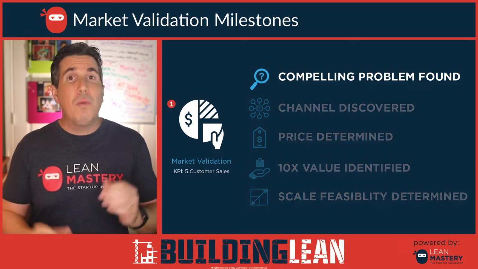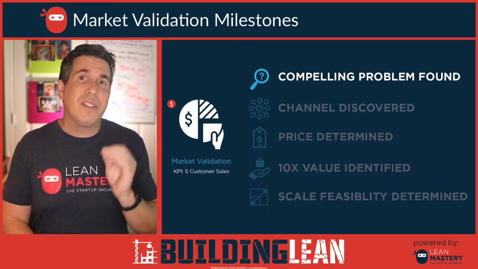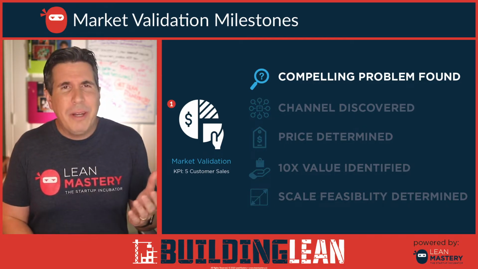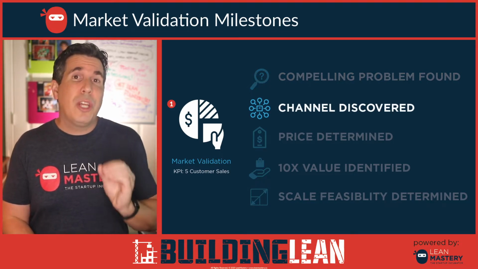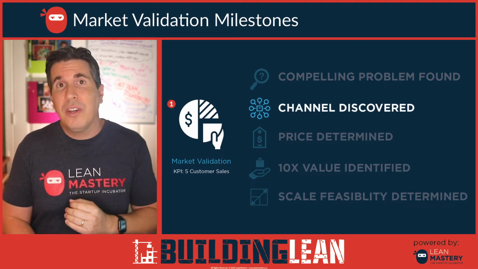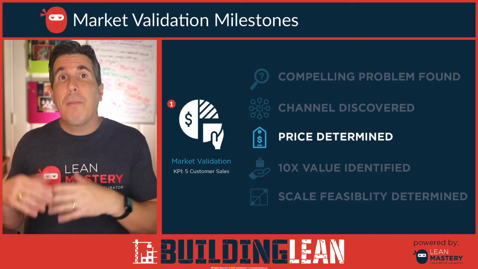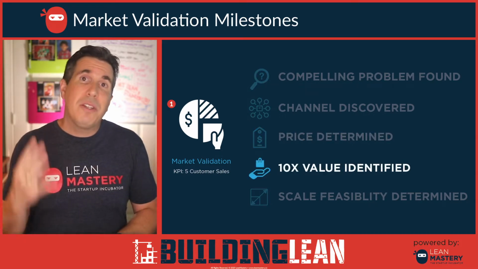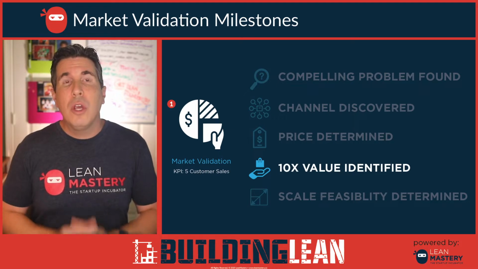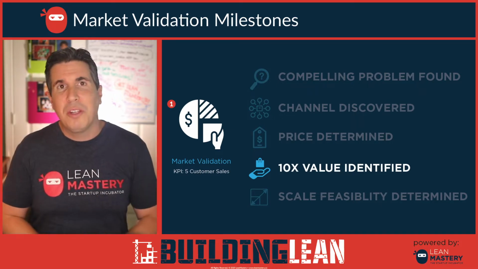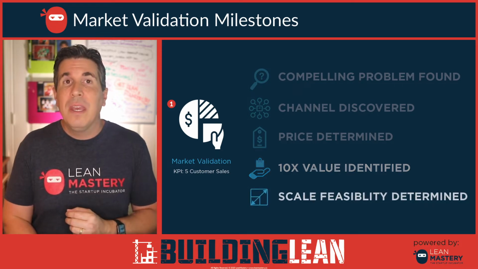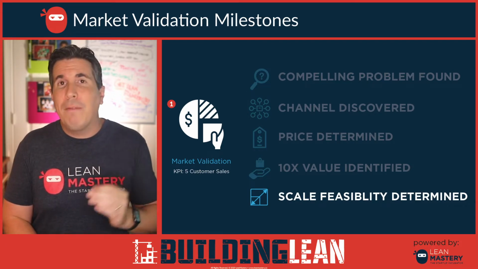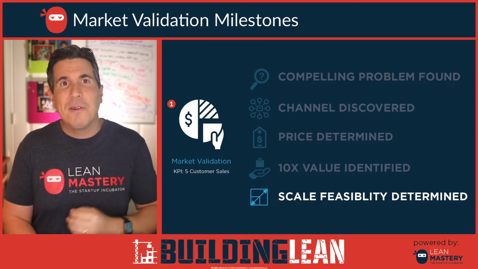During milestone 1, you'll find a compelling problem that your target customers want solved, not just some nuisance or inconvenience that most people would live with or even tolerate. During milestone 2, you'll discover a channel where you can engage and activate your target customers. During milestone 3, you'll determine the price that lots of customers are willing to profitably pay for your product or service. During milestone 4, you'll identify the key value differentiators your solution delivers that delight and retain your customers, especially in light of developing competition. And finally, during milestone 5, you'll determine the feasibility to scale your business in a sustainable, profitable way that also keeps you ahead of competitors.